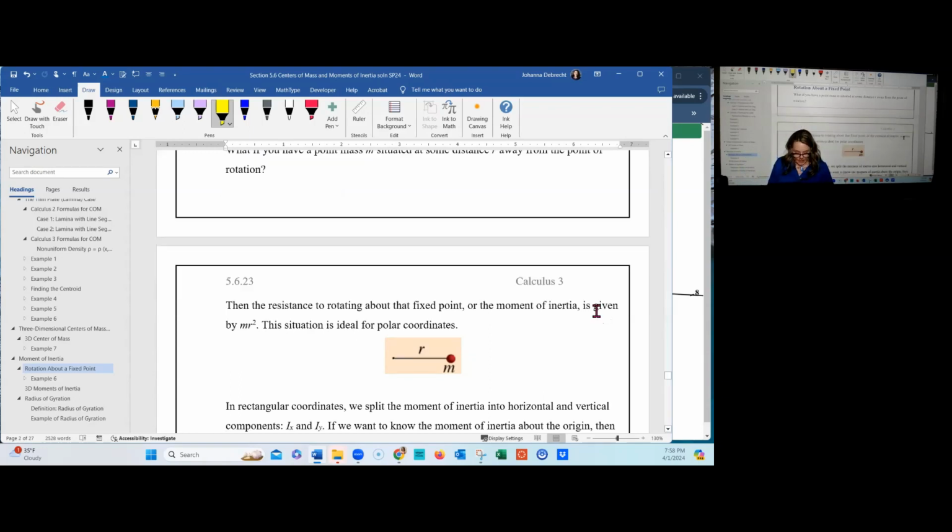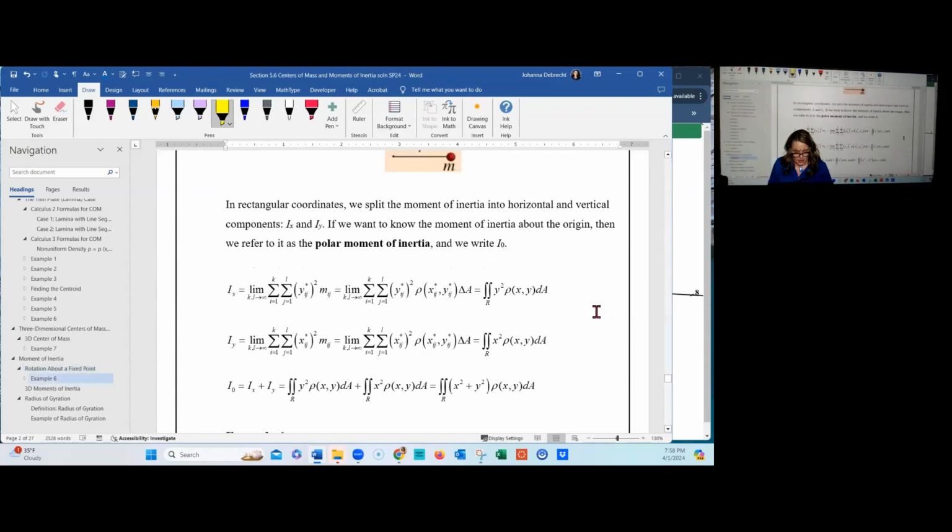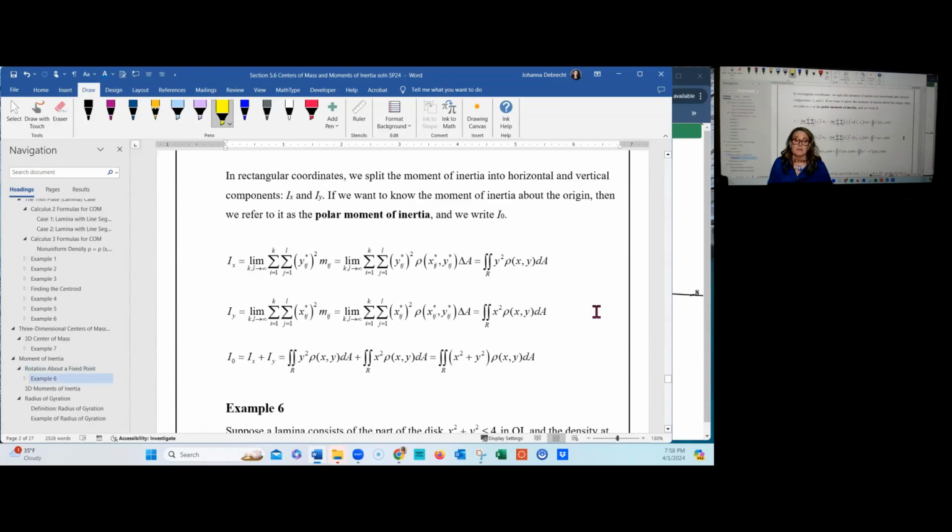Now we want to think about what it's like if we have two dimensions. So we're going to split it up into horizontal and vertical. And then we're also going to consider what it would be like if we rotated it about the origin, which would be sort of using like polar coordinates. So in the case of the moment of inertia with respect to x, you should not be surprised to see y in the formula.